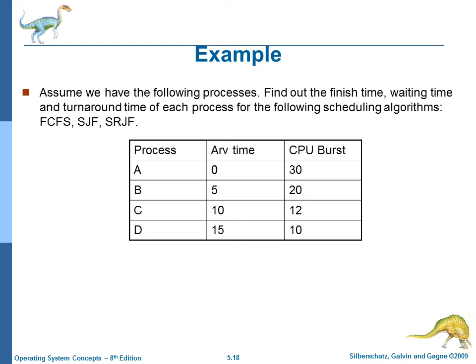Assume that we have the following processes, and I asked you to find out the finish time, the waiting time, and the turnaround time of each process for the following scheduling algorithms: first come first served, shortest job first, and shortest remaining job first. Actually, I have 4 processes: process A, B, C, and D. The burst times are 30, 20, 12 and 10, and the arrival times are 0, 5, 10 and 15.